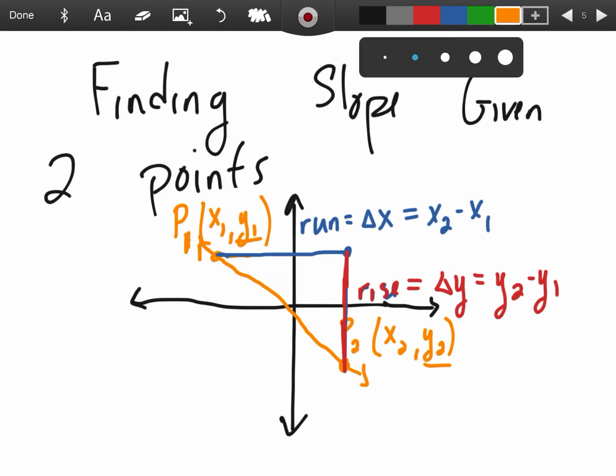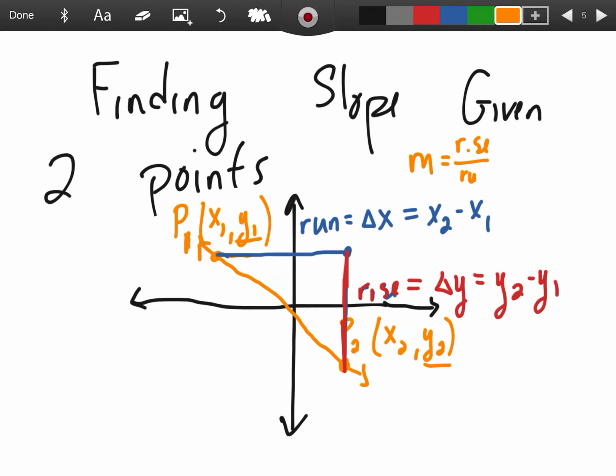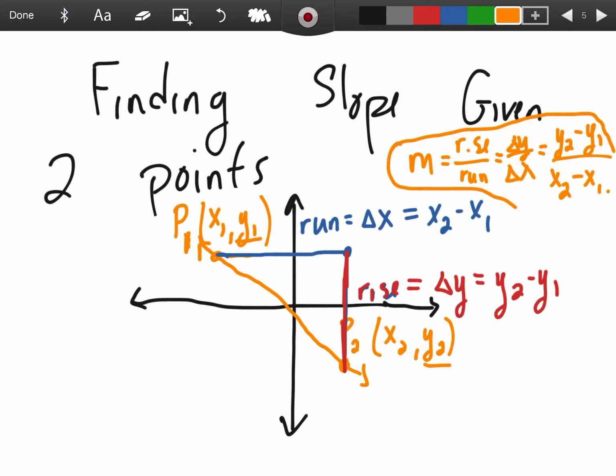Let's put this all together and find what is the slope. Well, I know slope is rise over run. And that tells me it's my change in y over the change in x, which is, let's just plug in, well, I know change in y is y2 minus y1 over x2 minus x1. So that's what we're going to use to find the slope of a line when we have 2 points on that line. All right, so make sure that you have that copied down.